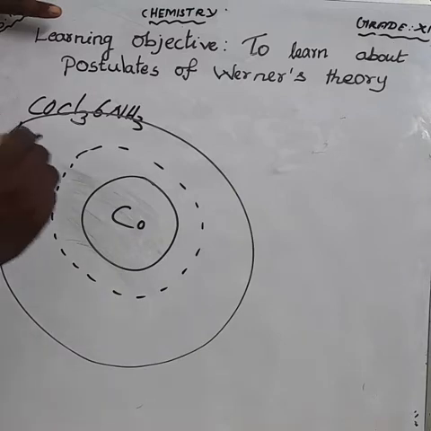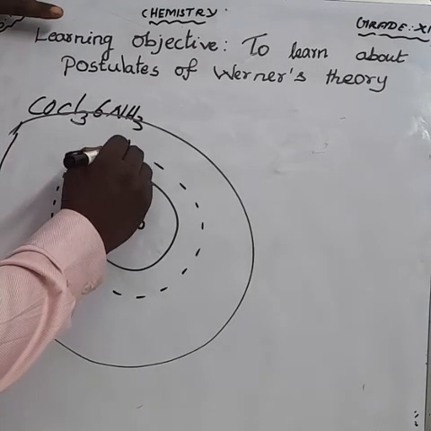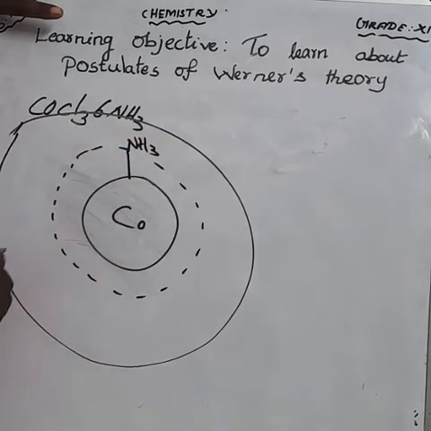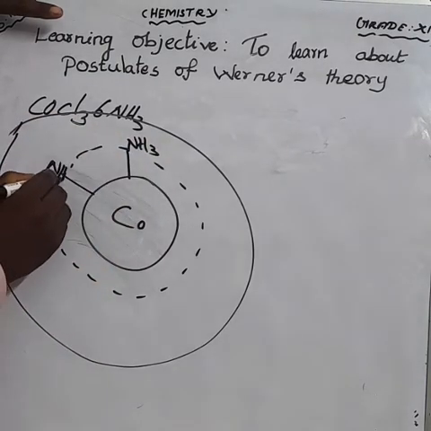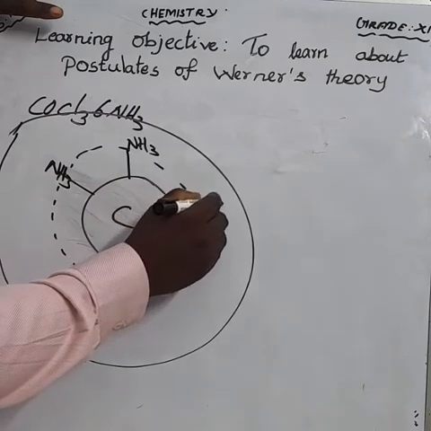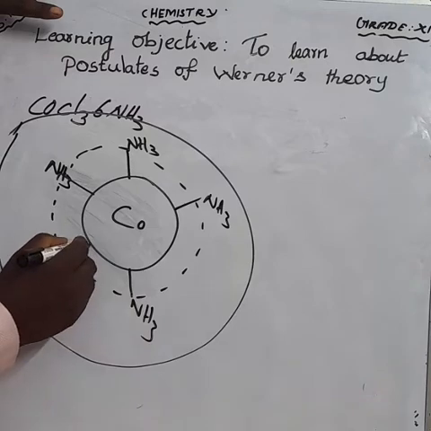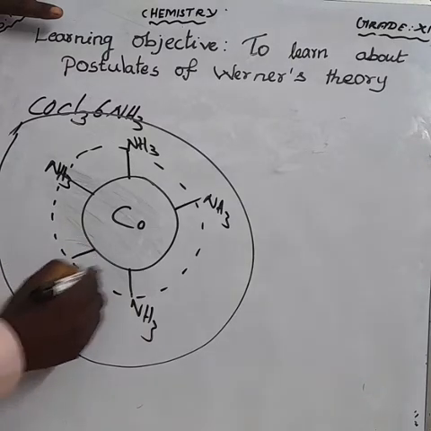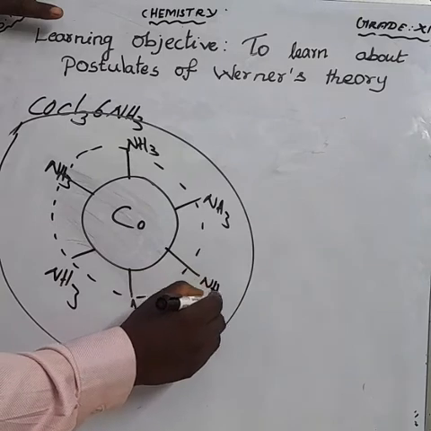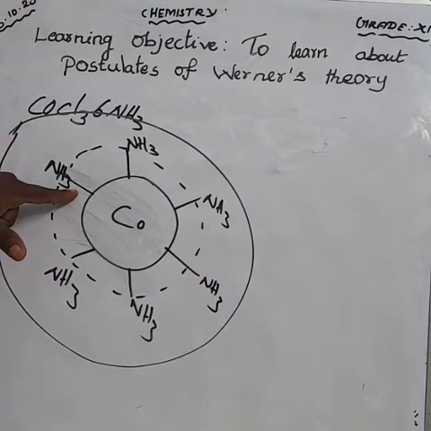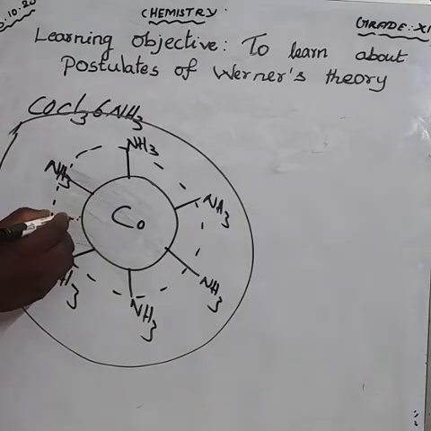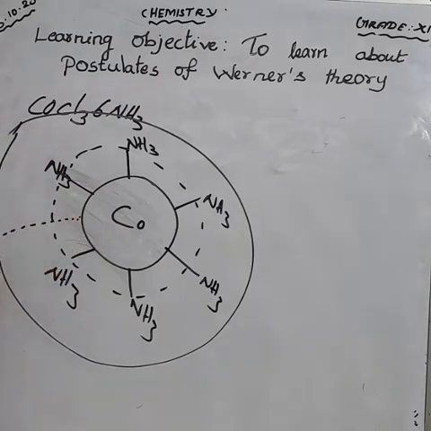Here, ammonia, NH3. The solid line refers to ammonia. Next, the dotted line refers to Cl ions.